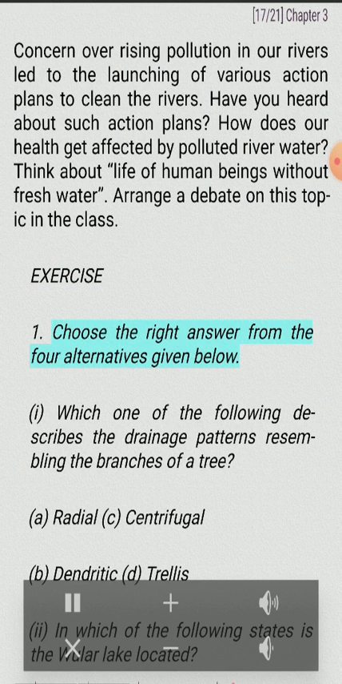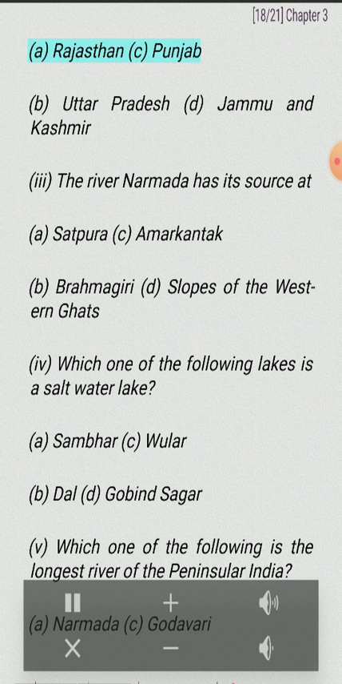Exercise 1. Choose the right answer from the 4 alternatives given below. I. Which one of the following describes the drainage patterns resembling the branches of a tree? A. Radial. B. Dendritic. C. Centrifugal. D. Trellis. II. In which of the following states is the Wooler Lake located? A. Rajasthan. B. Uttar Pradesh. C. Punjab. D. Jammu and Kashmir. III. The river Narmada has its source at Satpura, Amarkantak, Brahmagiri, or the slopes of the Western Ghats.